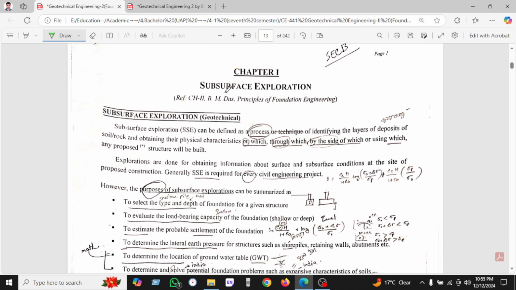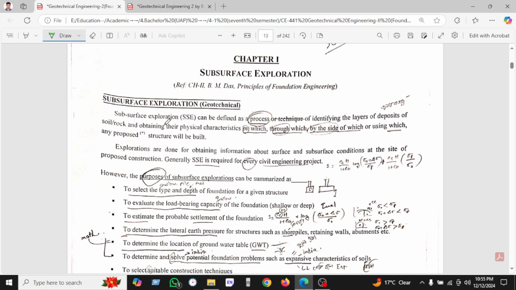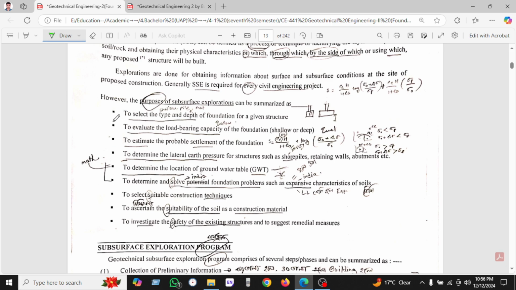So let's start. At first, we have to understand what subsurface exploration is. Subsurface exploration can be defined as the process or technique of identifying the layers and deposition of soil and rock, and obtaining their physical characteristics, on which, through which, by the side of which, or using which any structure will be built. So here are some purposes of subsurface exploration.